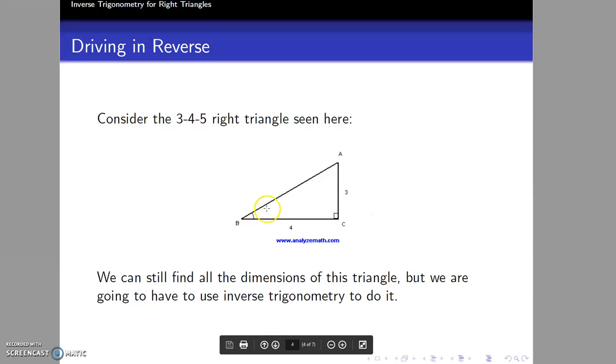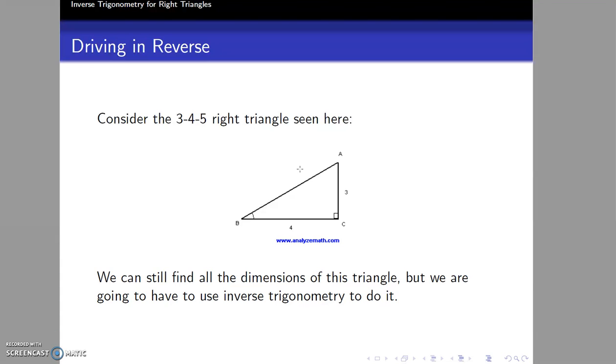But anyway, we want to know all of the dimensions of this triangle. And as we mentioned before, we could use the Pythagorean theorem to find the hypotenuse. This is a right triangle, so I do have access to the Pythagorean theorem. So I could find that to be 5.